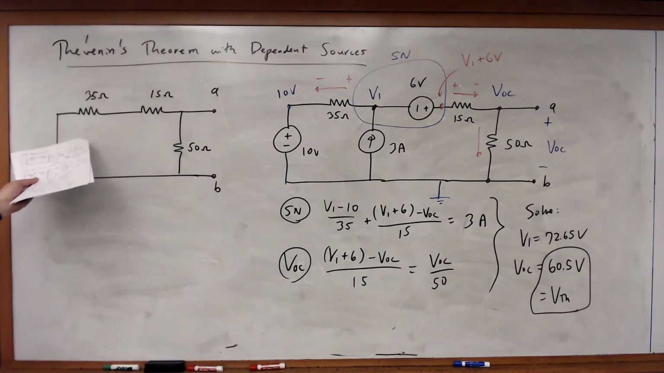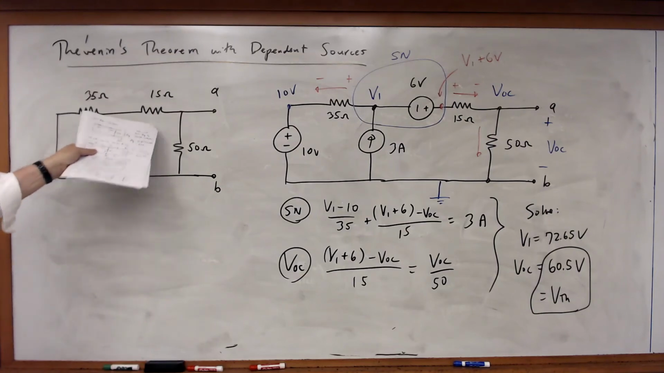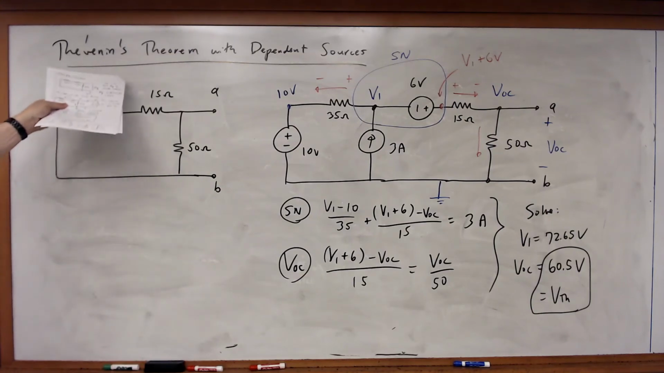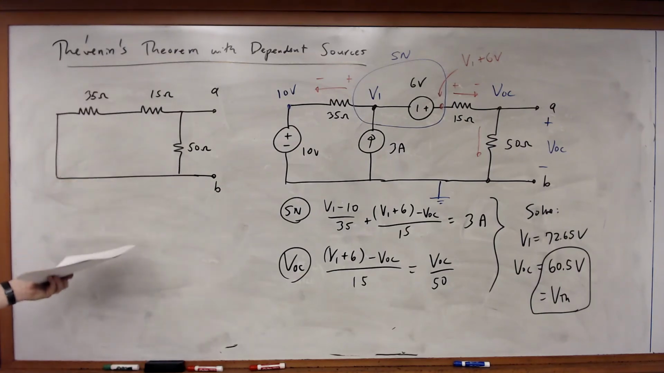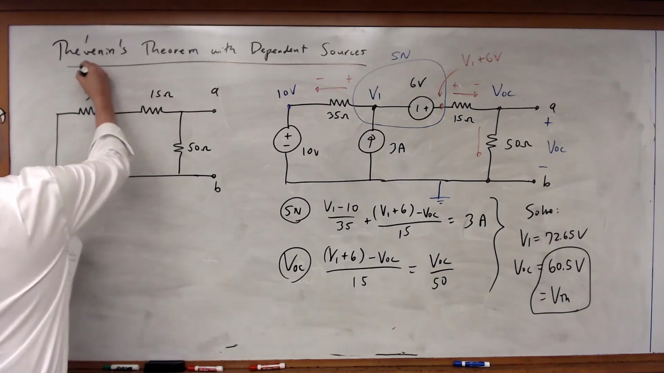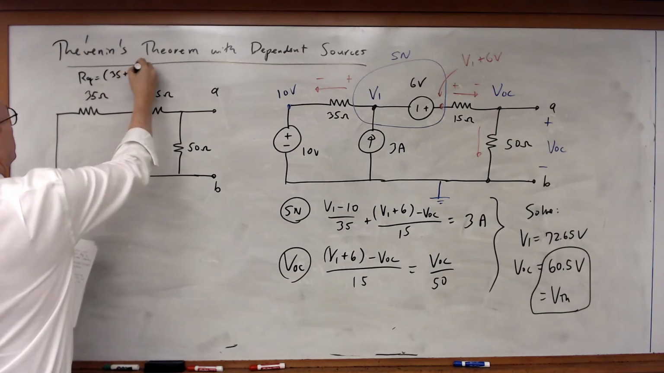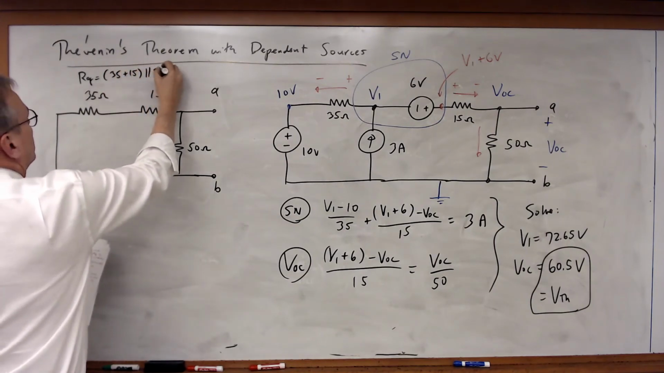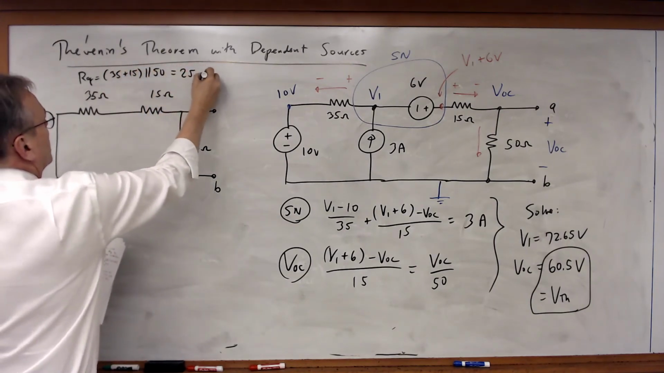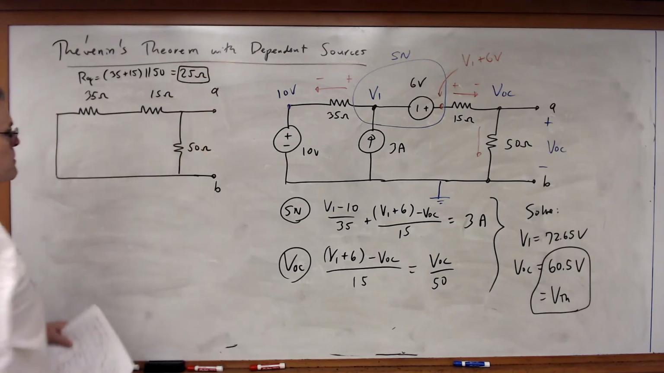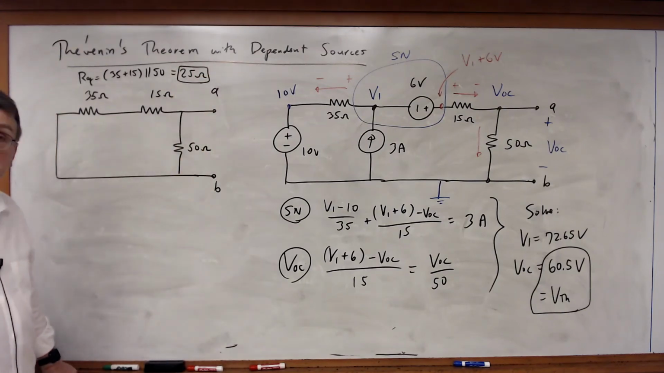Now, you could look at that and say, well, Dr. Holman, that's kind of straightforward. 35 plus 15 in series is 50, and then 50 in parallel with 50 is just 25 ohms. So the equivalent resistance is just 35 plus 15 in parallel with 50, which is equal to 25 ohms. And that's my equivalent resistance, and you're absolutely correct.